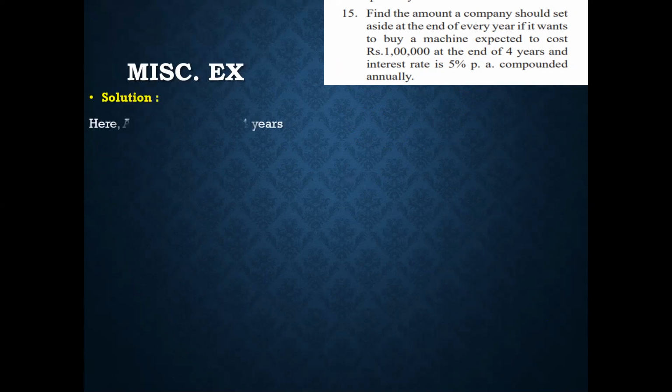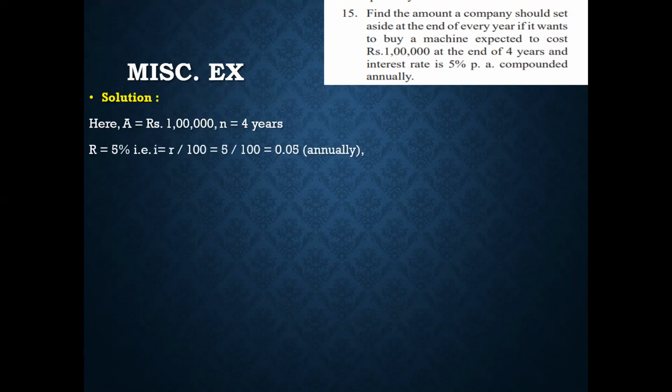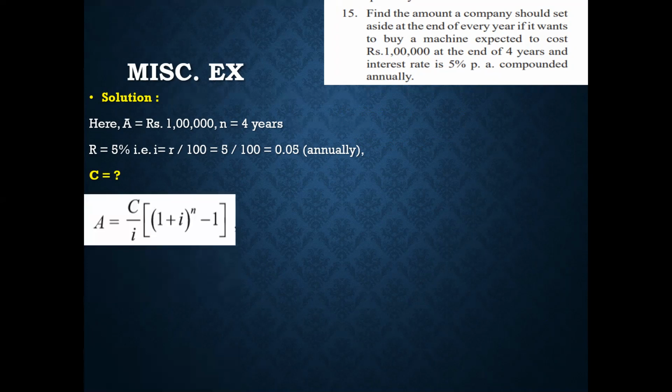So here comes the solution. A is 1 lakh. N is 4 years. R is 5%, so I will be 0.05 because it is annual. You have to find the value of C. So we use the formula A is equal to C upon I, 1 plus I raised to N minus 1. C is not given. This is the way I have substituted the values.